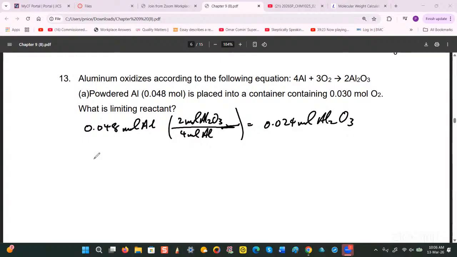Same thing for the oxygen, right? So 0.030 moles of O2 multiplied by what? What would go up top here and what would go below here? The 2 moles of Al2O3. And what goes down here?